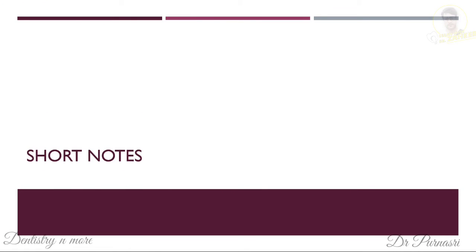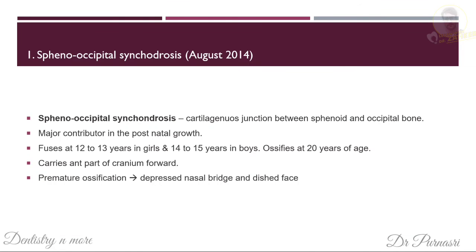Now coming to the short notes. Spheno-occipital synchondrosis. Spheno-occipital synchondrosis is a cartilaginous junction between the sphenoid and the occipital bone. This is a major contributor in the postnatal growth of the skull. It fuses by 12 to 13 years in girls, 14 to 15 years in boys, and then it ossifies by the age of 20.